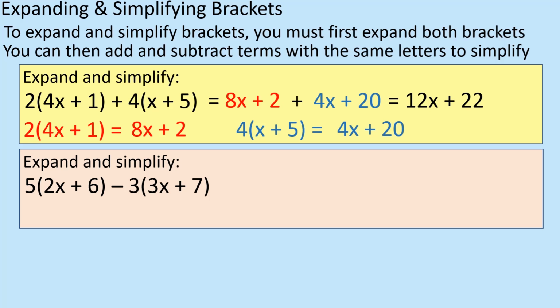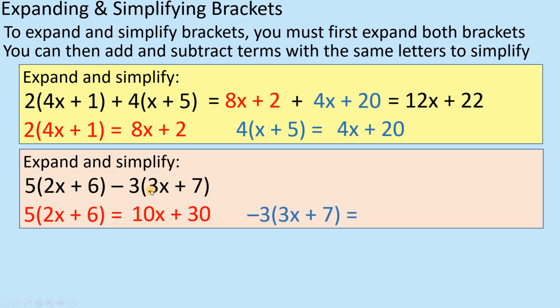Right, so let's do them separately. 5 times the 2x will give us 10x, and then 5 times the 6 will give us 30. So 10x plus 30. Right, over here, we're going to do this one. But you'll notice what I've done here. You'll notice that minus there, I brought with it. Why did I ignore it before? It didn't really matter because it was positives. But this really, really matters.